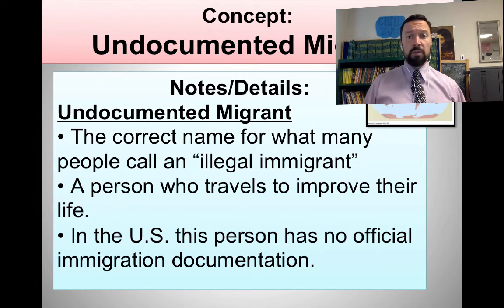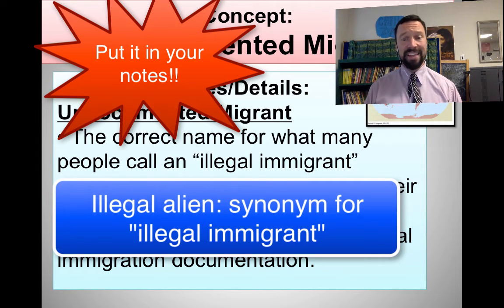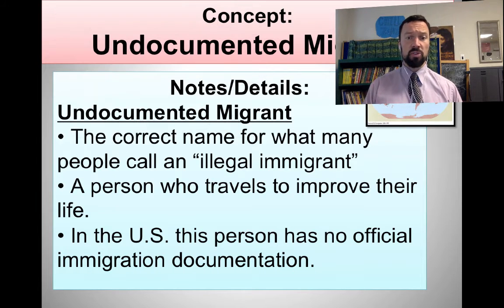An undocumented migrant, we should talk about this because it's important. This is the correct name for what many people call an illegal immigrant. I do not use the term illegal immigrant. I do not agree with the term illegal immigrant. An undocumented migrant is a person who is traveling to improve their life, right? They're not coming to take advantage of people and things and to steal jobs. They're coming because their life is not good, so they're showing up with the hopes of taking care of themselves and their families.